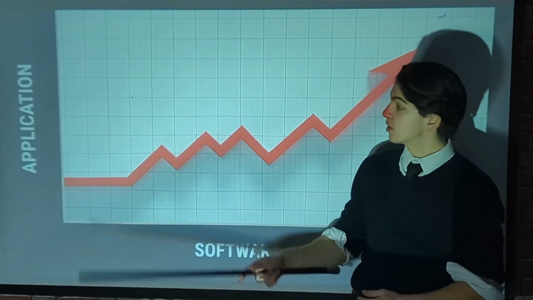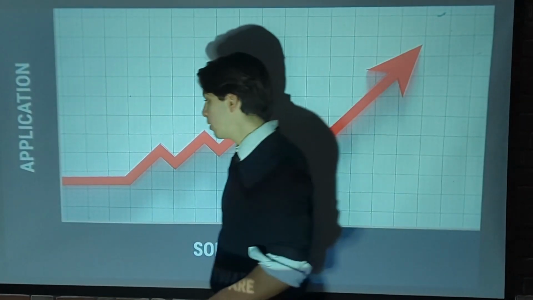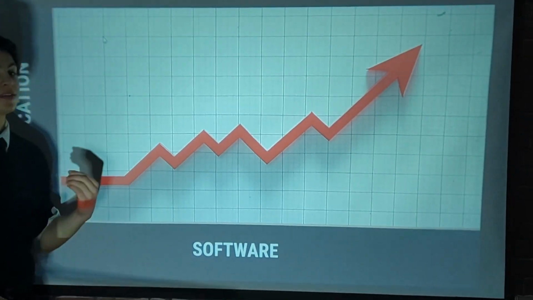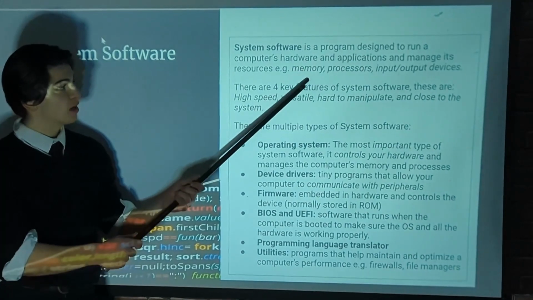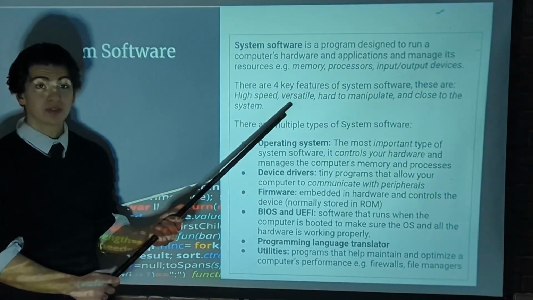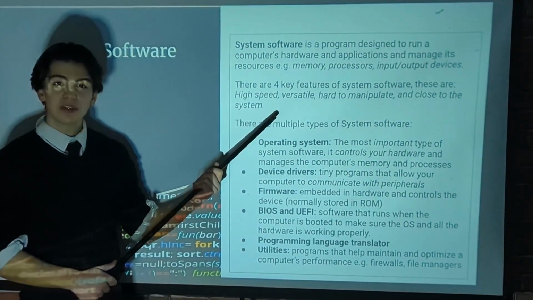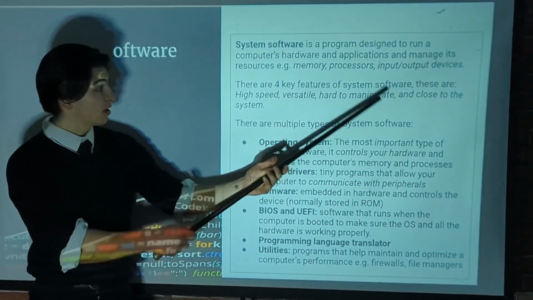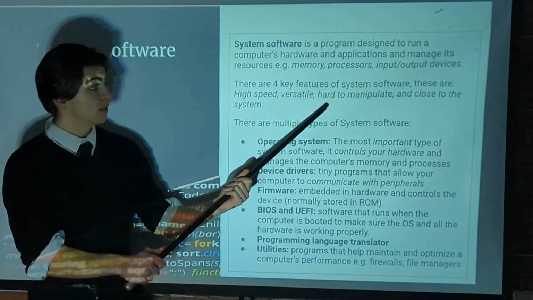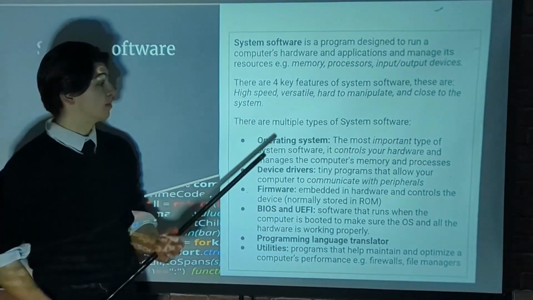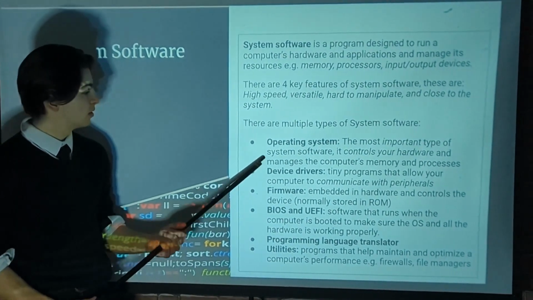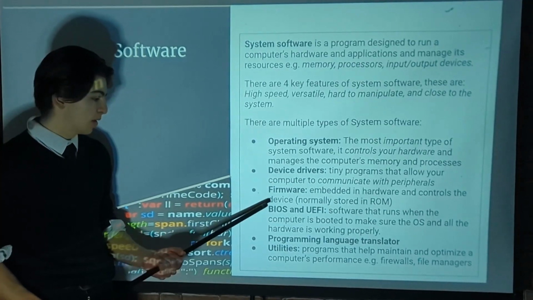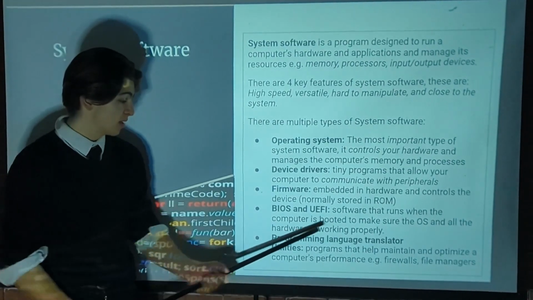Well, now that we've finished discussing application software, we must now discuss system software. Now, system software is a program designed to run a computer's hardware and applications and manage its resources. There are 4 key features of system software. These are high speed, versatility, difficulty to manipulate, and close to the system. There are multiple types of system software: the operating system, device drivers, firmware, BIOS, programming language translators, and utilities.